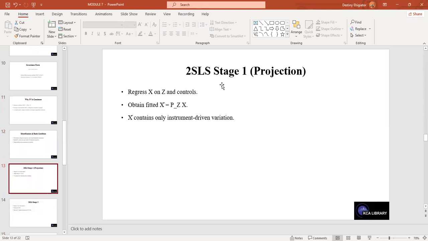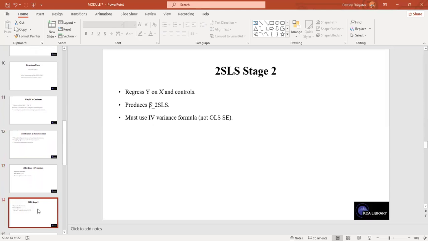Let's look at the two-stage least squares, 2SLS. Stage 1: regress X on Z and controls. Obtain fitted X, equal to P_Z X, where the Zs are subscripts. The fitted X contains only instrument-driven variation.